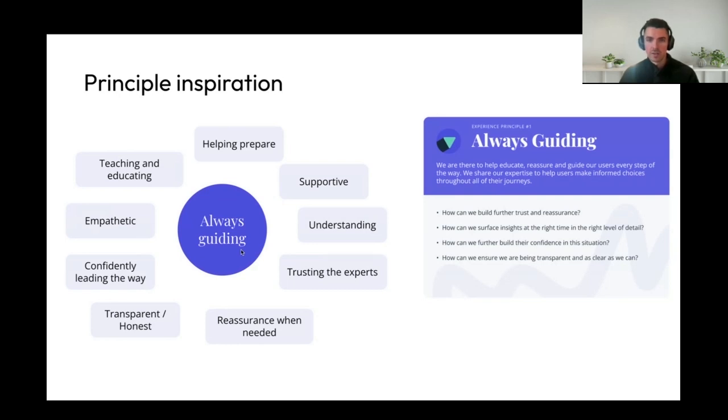We share our expertise to help users make informed choices throughout all their journeys. And then the four bullet points underneath are completely dependent on the triggers that you want to push when you're designing. So these are all prompts. If you've designed one screen, let's say a home screen for an app, you would challenge that by saying, how can you build further trust and reassurance in this screen? How can you surface more insights at the right time? How can you build more confidence? How can you be more transparent?